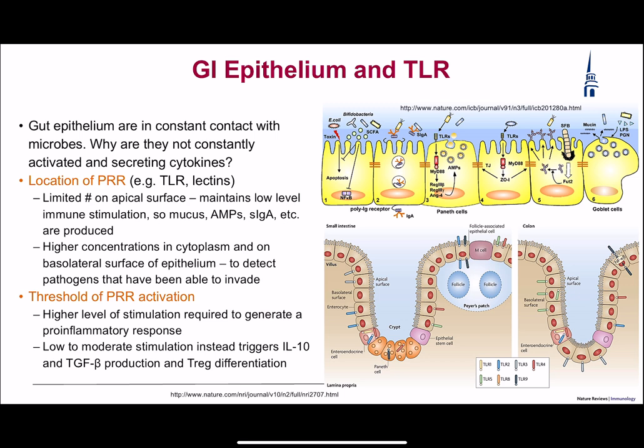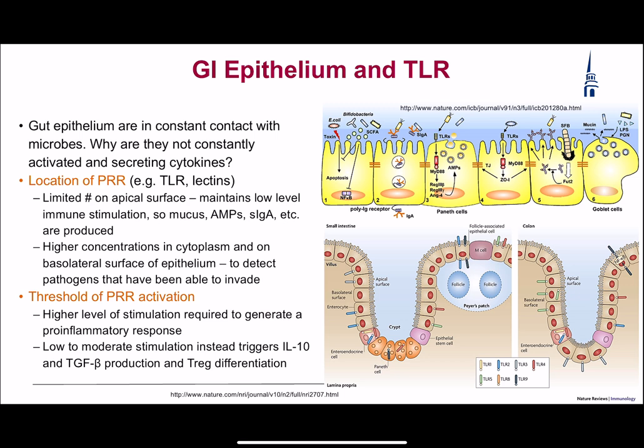So the epithelium kind of makes sense. Got to detect all these pathogens, so they express a lot of PRRs, the pattern recognition receptors: Toll-like receptors, C-type lectins, and there's a limited number. This is one way in which the body can discriminate between what we don't want to respond to, such as the commensal bacteria or food particles, versus making a response to the pathogens.